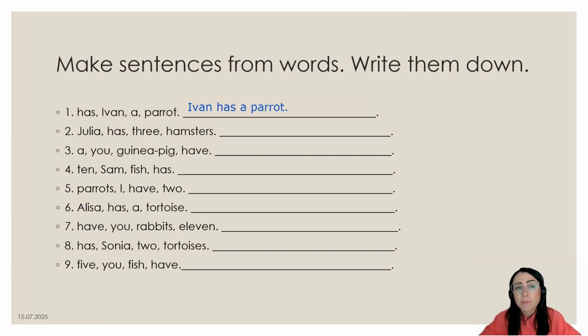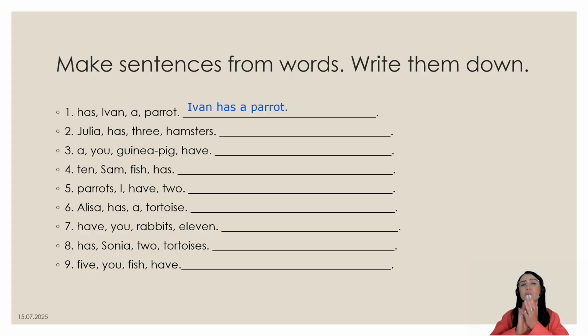Number 3. You have a guinea pig. Number 4. Sam has 10 fish. Number 5. I have 2 parrots. Number 6. Alisa has a tortoise. Number 7. You have 11 rabbits. Number 8. Sonia has 2 tortoises. Number 9. You have 5 fish.